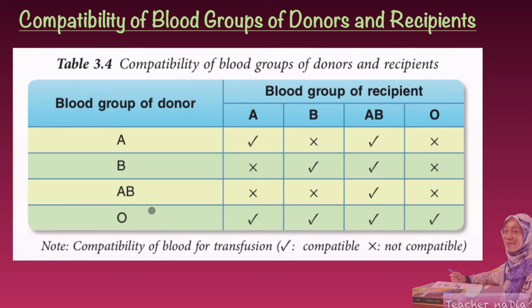And for O, this one is very special. The donor with O blood group can donate to all recipients, all blood types. So this shows the compatibility of blood for transfusion.